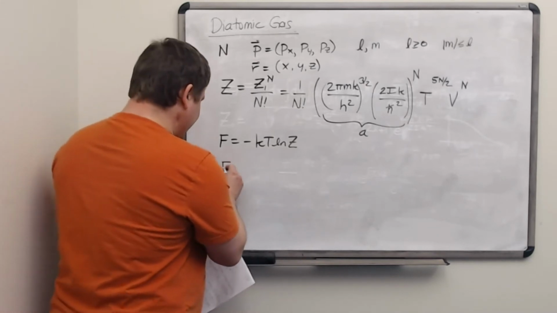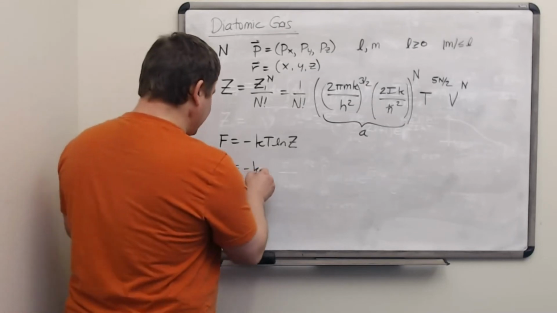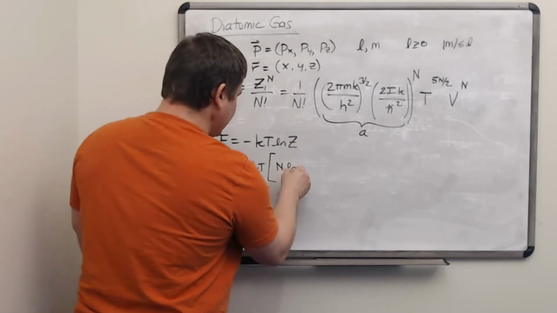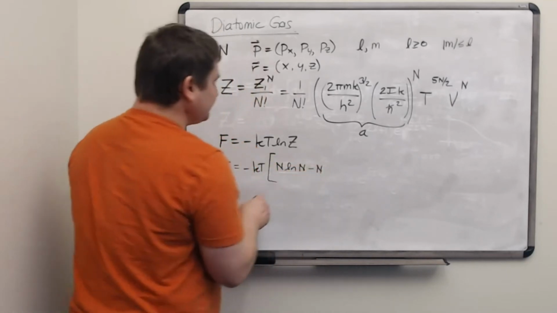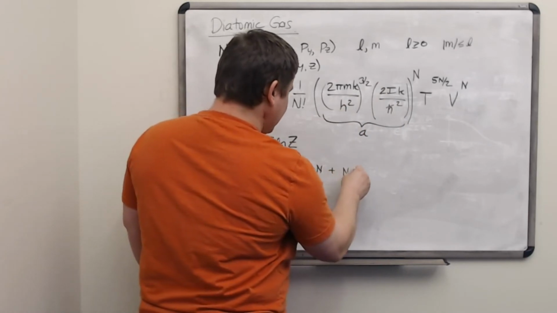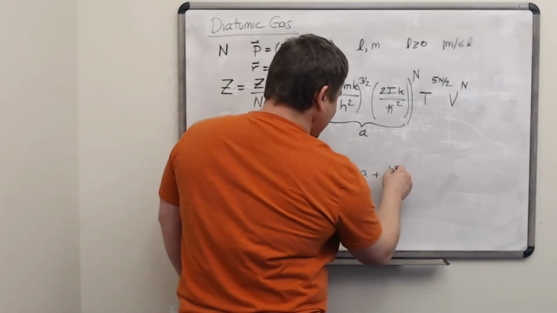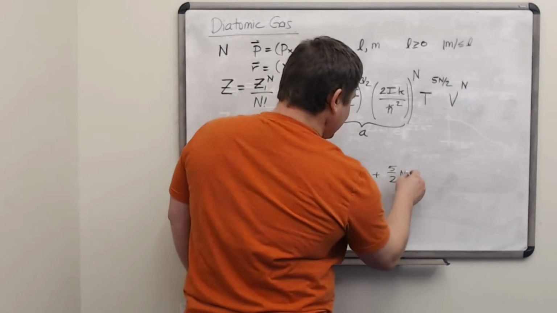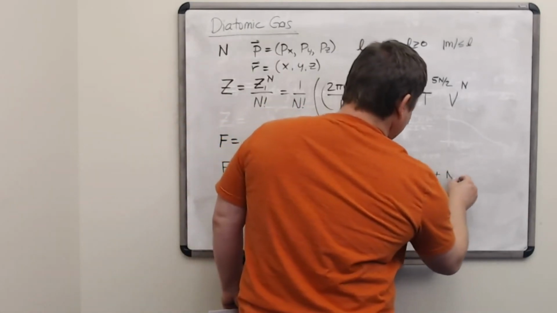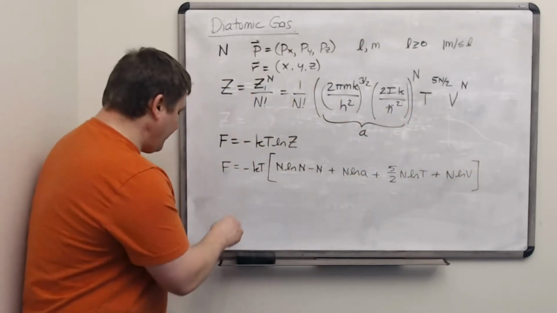All right, so when we do that, it's going to be pretty straightforward. Here we'll have minus kT in front. The factorial term is going to give us N log N minus N. This term is going to give us basically plus N log A. For the temperature, we'll have 5/2 N times log of T. And for the volume, we'll have N log V. So that's the logarithm of the whole thing.